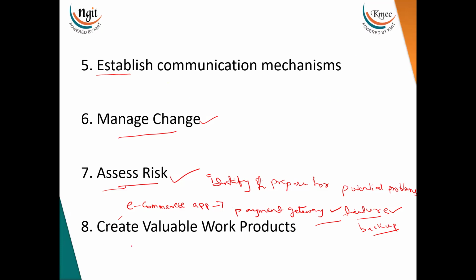So the next point is create valuable work products. Here you need to focus on producing artifacts that really add value. For example, let us take a use case diagram. A use case diagram is a work product that comes out of your project, and it is created only if it helps to clarify the requirements for developers. So that is about creating valuable work products. Hope you understood these points.